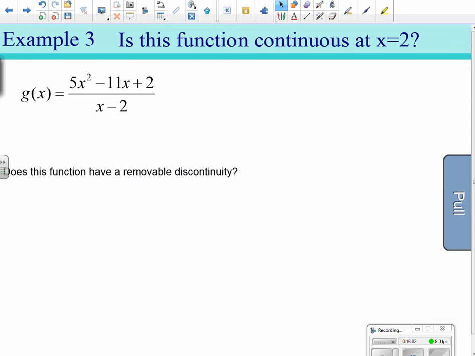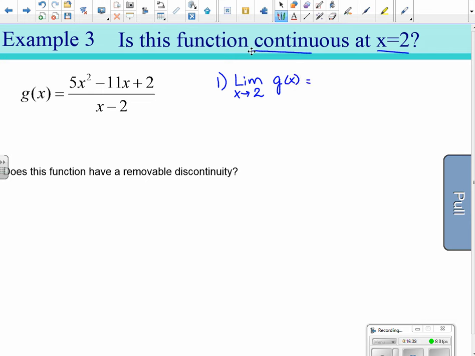Example number 3. Is this function continuous at x equals 2? If it does happen to be discontinuous, is it a removable discontinuity? Okay, well, let's take the approach. If we want to know about continuity, we've got to discuss 3 things. The limit as x approaches c, and the c value that we're looking at is 2. So we're interested in what's happening around 2 of this function, not f of x, but g of x.